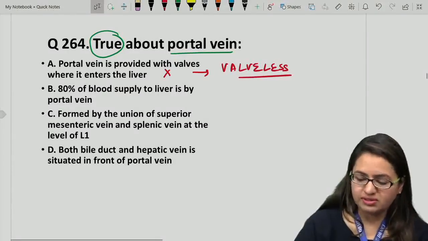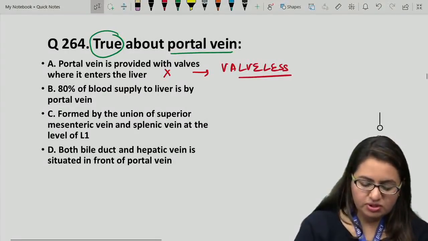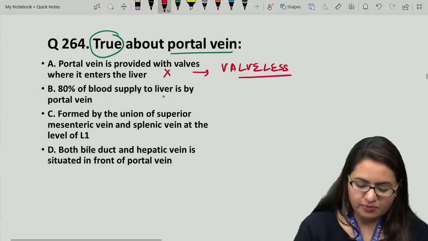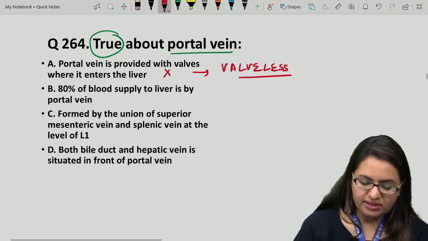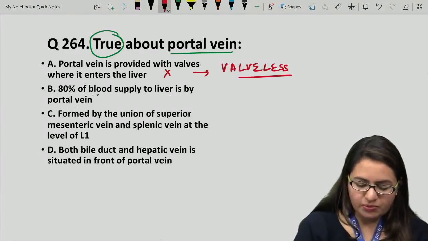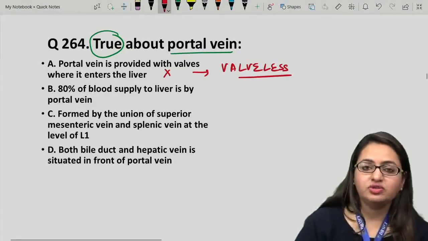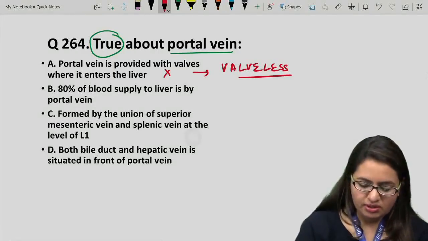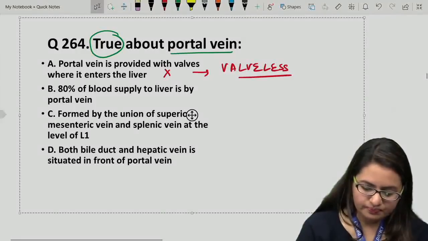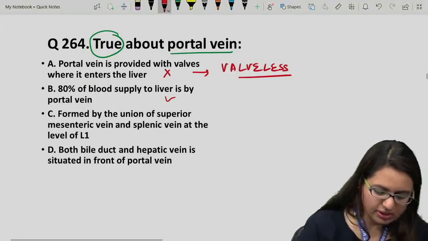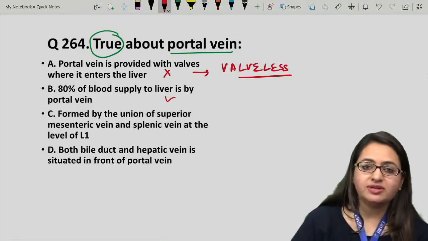It is valveless. Next option is option B, 80% of blood supply to the liver is by the portal vein. Yes, this is true because 80% is by the portal vein and the rest of the 20% is by the hepatic artery. So this option is correct, 264.